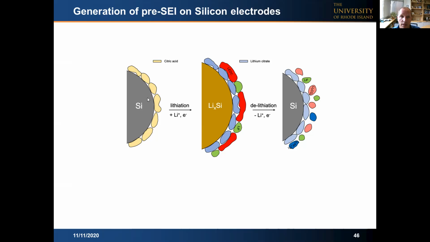And so our modified generation of the SEI for these pre-SEI silicon electrodes with citric acid is we basically take the silicon, we modify the surface with citric acid. Upon lithiation, we generate the lithiated citric acid, along with some lithium alkyl carbonates and lithium fluoride. However, upon delithiation, the citric acid pre-SEI helps to retain the structure of the SEI and inhibit the further decomposition of the SEI and slow the overall thickening of the anode solid electrolyte interface.